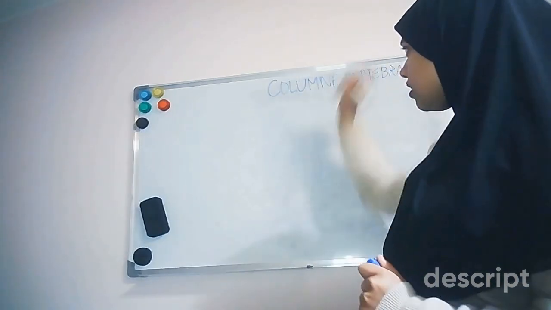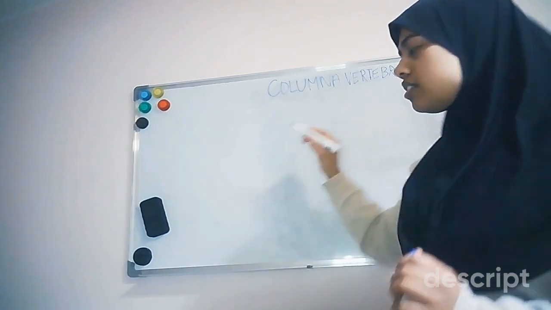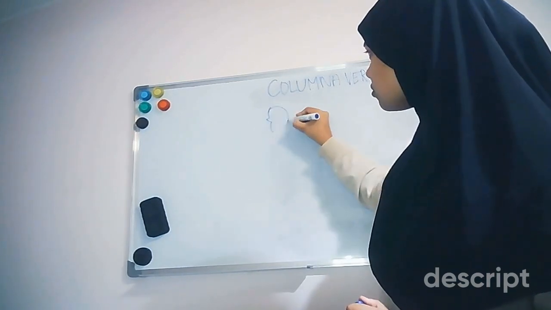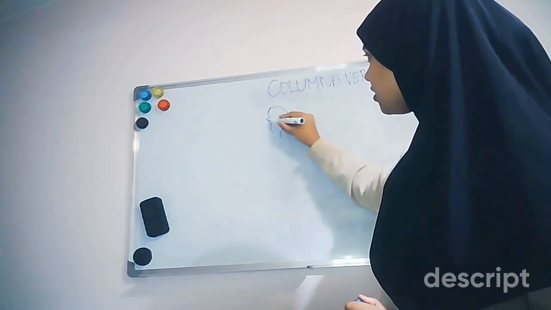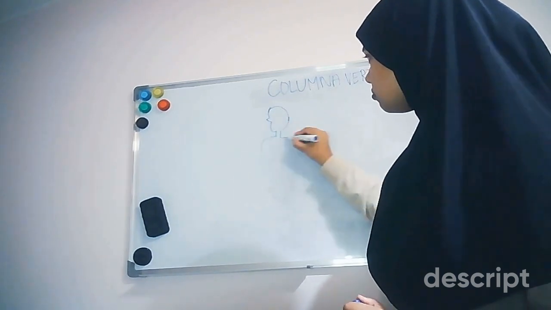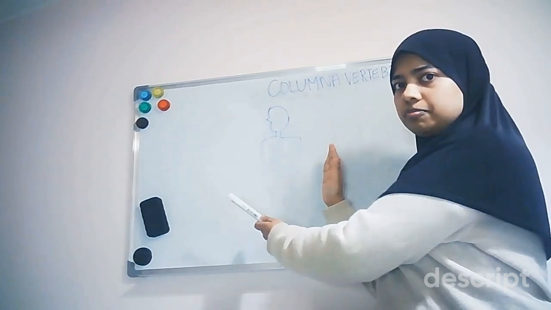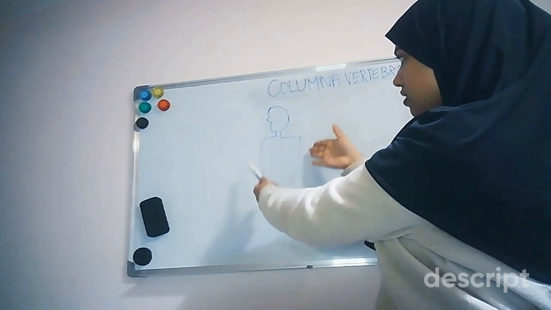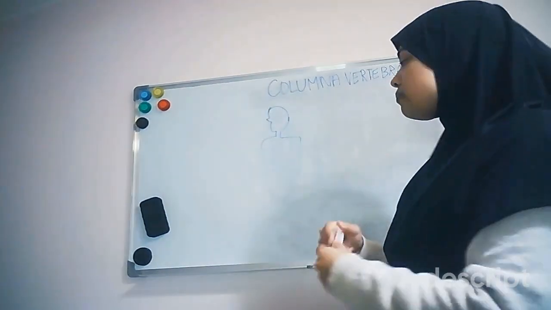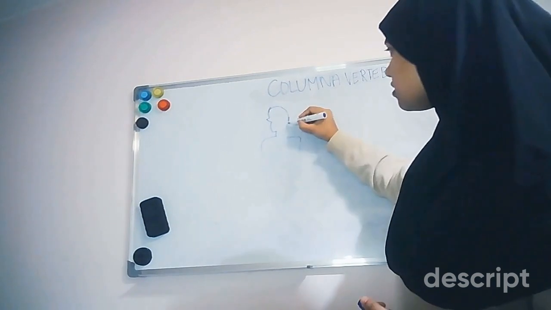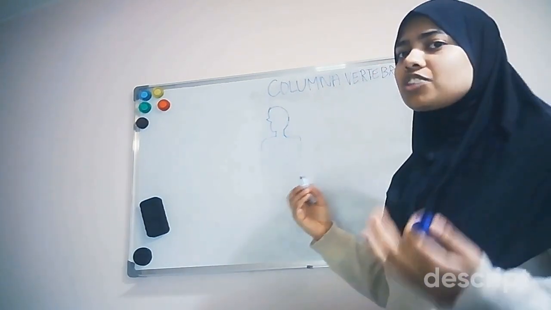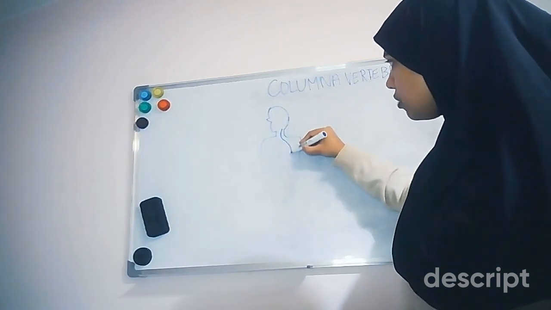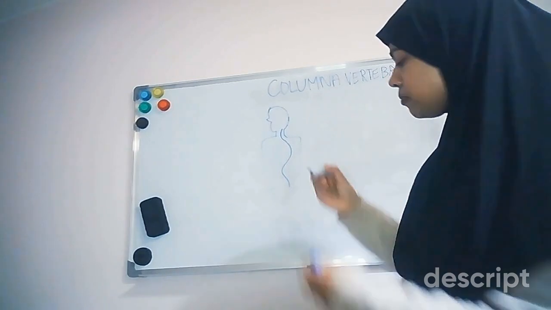Let's start. Columna vertebralis consists of different parts. I'll just draw a person. You cannot see, but that's the head and the nose and the body. This person is looking towards here, and we are therefore looking at this person from a lateral view. The columna vertebralis is curved. Our spine is actually curved. It's not like a straight line, so it has curves that go inwards and outwards and inwards and outwards.